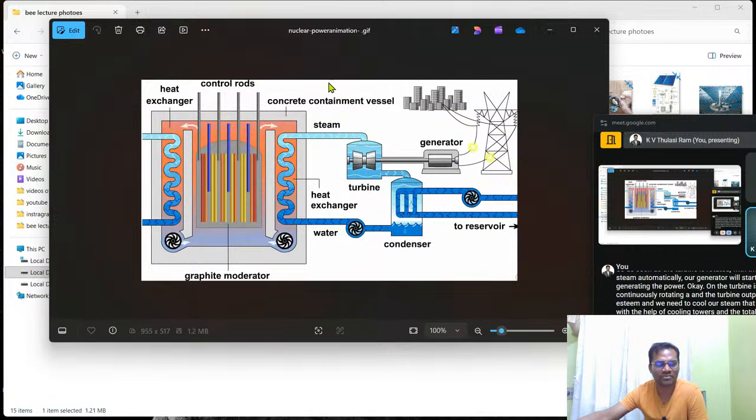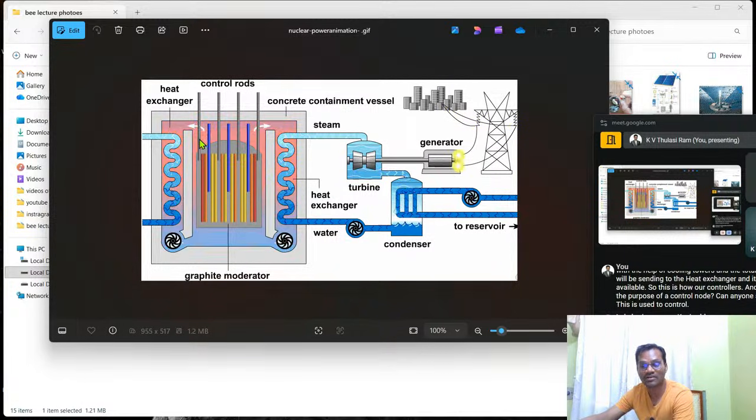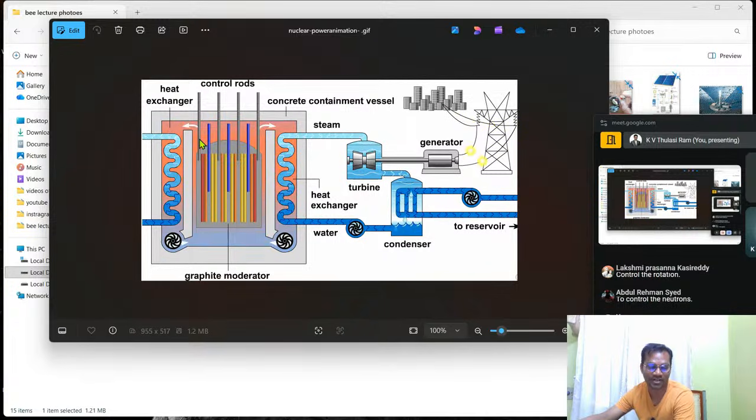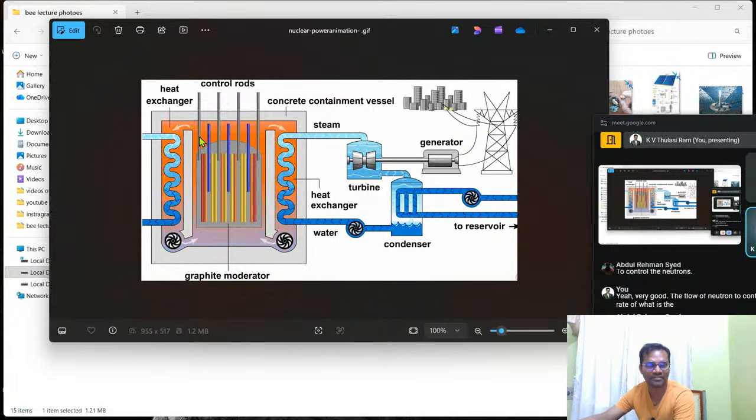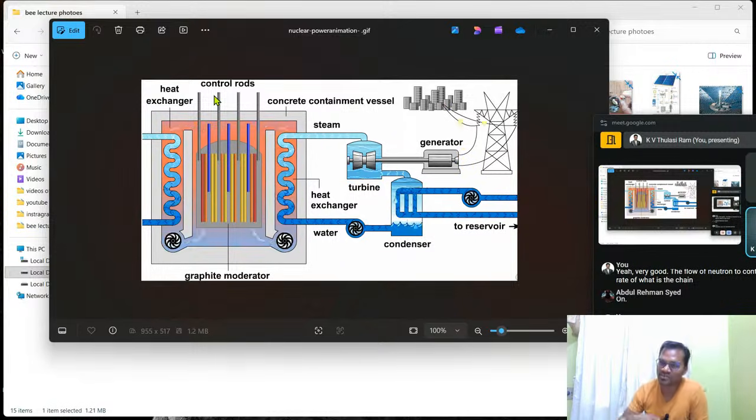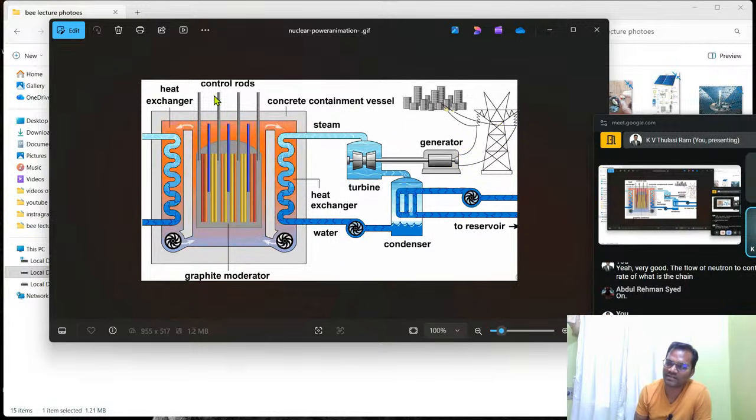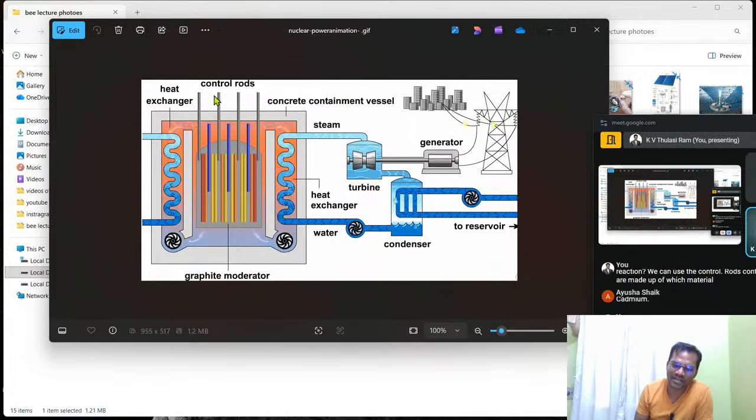So what is the purpose of a control rod, can anyone say? To control the flow of neutrons. Yes, very good. To control the rate of the chain reaction, we use the control rods. Control rods are made up of which material? Cadmium. Very good, super. And the moderator is made up of which material? Graphite. Okay, so this is how the animation is.